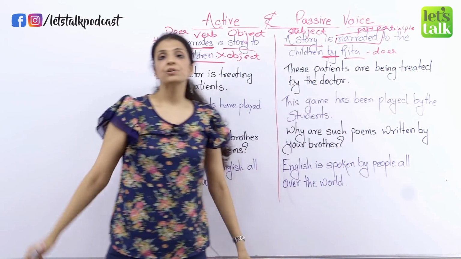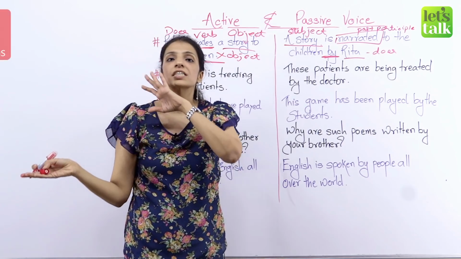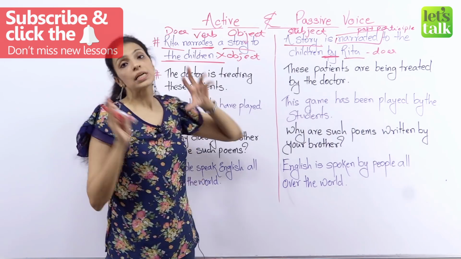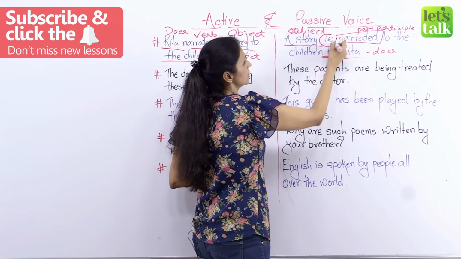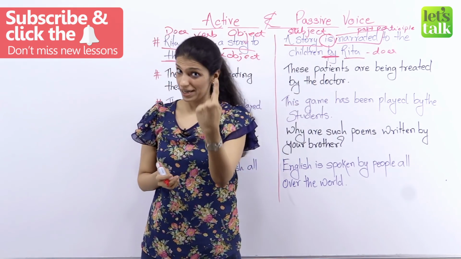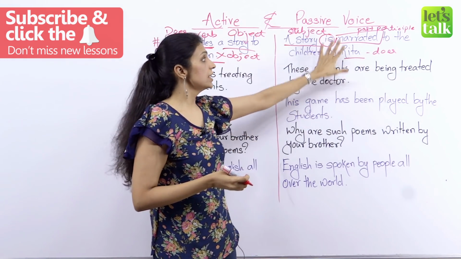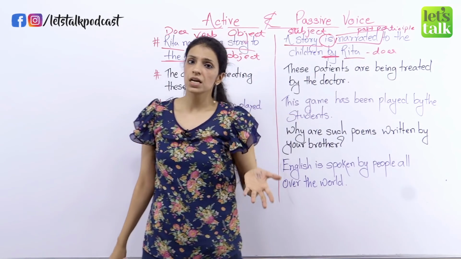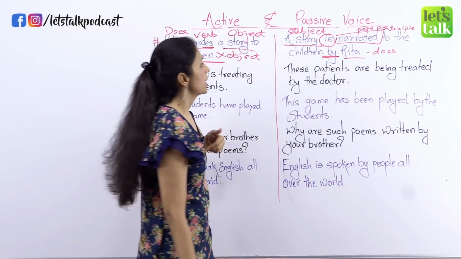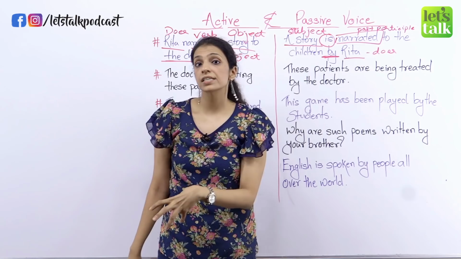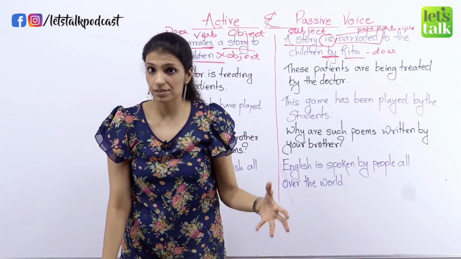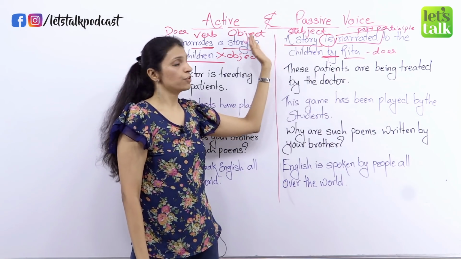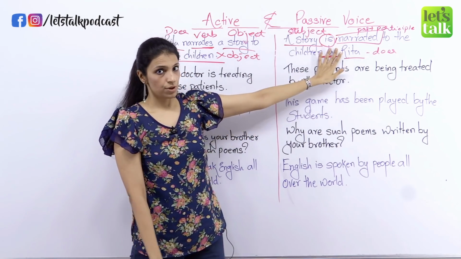But friends, you have to remember that you cannot change the tense, okay? It will remain in the present tense. So to keep it in the present, I use the word is. A story, because it's one, okay? A story is narrated to the children by Rita. Simple. So I come and tell you, hey, a story is narrated to the kids by the teacher every single day, all right? So I have put it from active to passive voice, okay?